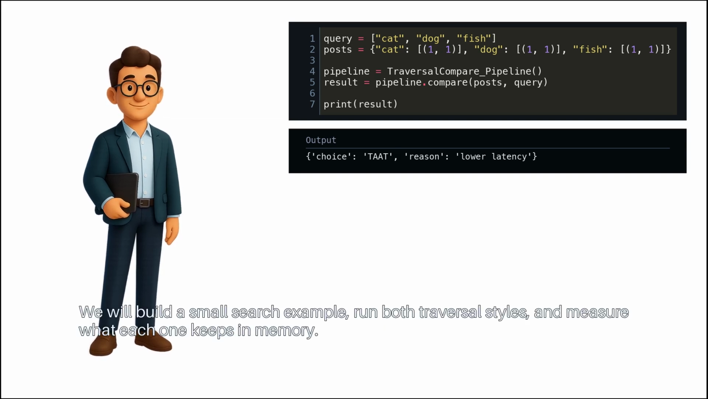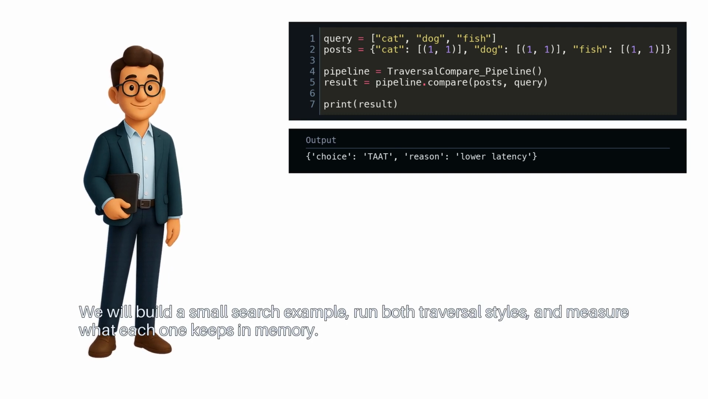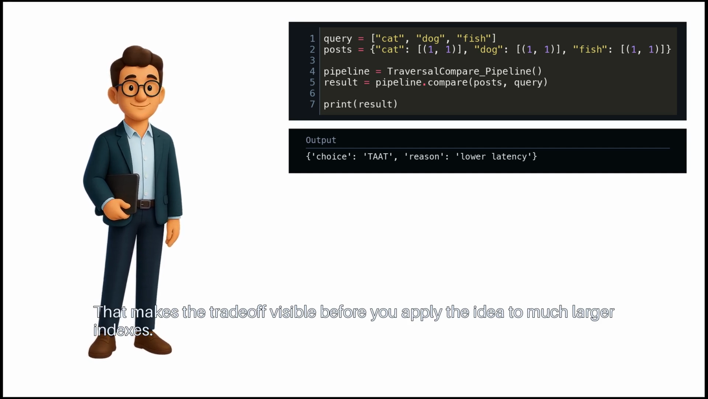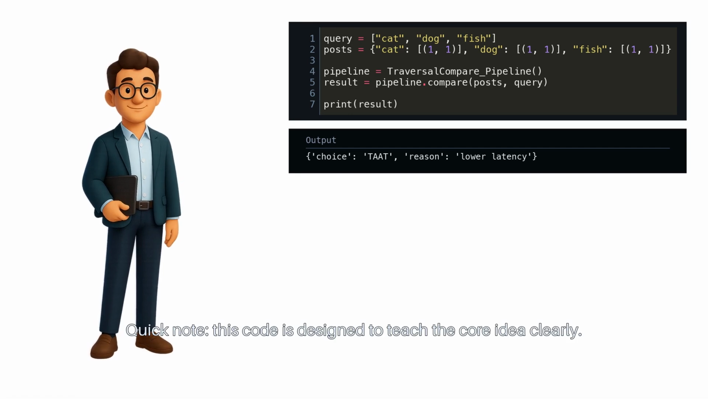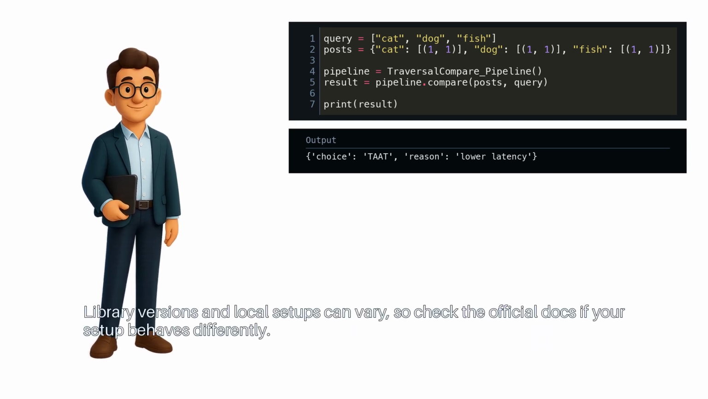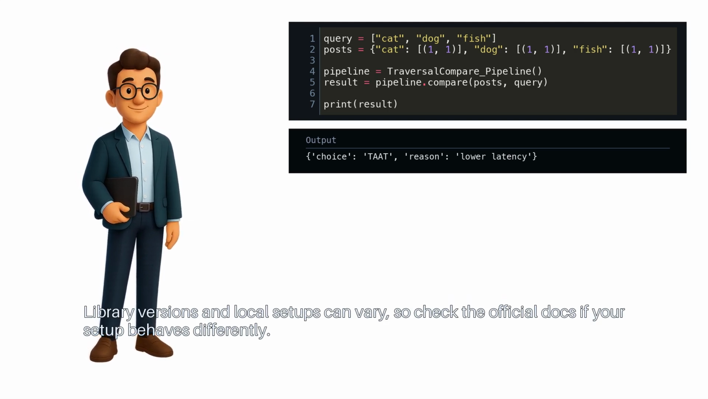We will build a small search example, run both traversal styles, and measure what each one keeps in memory. That makes the trade-off visible before you apply the idea to much larger indexes. Quick note, this code is designed to teach the core idea clearly. Library versions and local setups can vary, so check the official docs if your setup behaves differently.